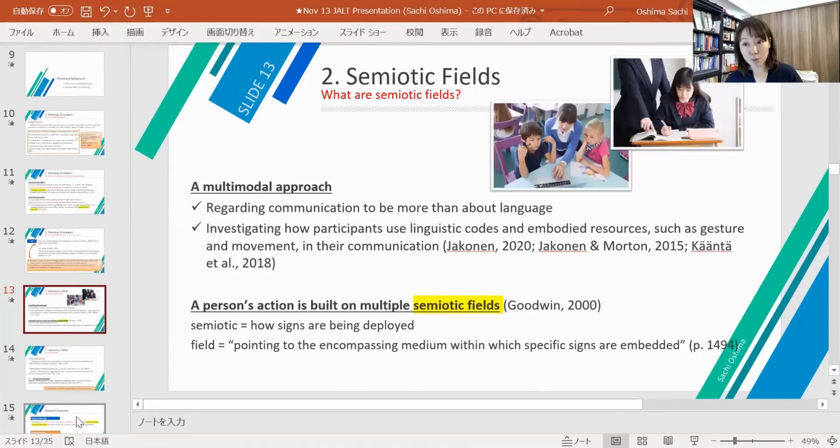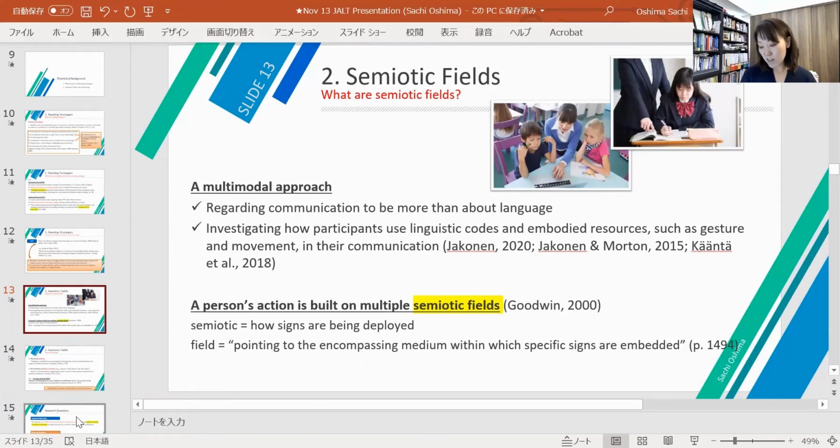Secondly, about the semiotic fields. This study employs a multimodal approach that regards communication to be more than about language. The purpose of multimodal study is to investigate how participants use linguistic codes and embodied resources, such as gesture and movement, in their communication. Among embodied resources, I focused on semiotic fields.